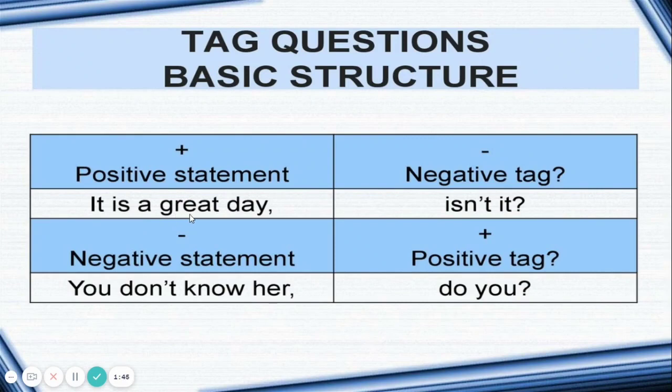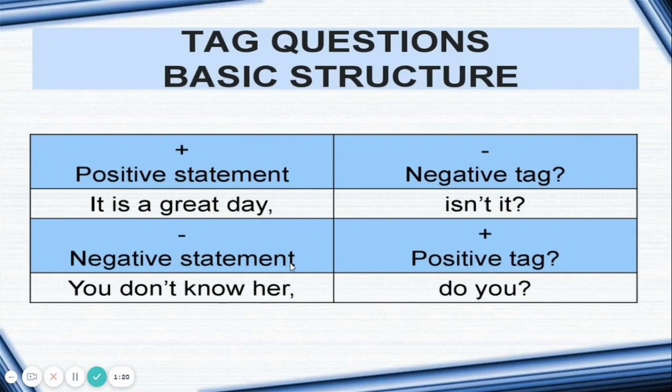While we change into the negative tag, as I have earlier said, the tense will not be changed. If it is in the present tense, it will be in the present tense. If it is a past tense, it will be in the past tense. It won't change, and the verb won't change. So, it is a great day. While converting, it will be, isn't it?